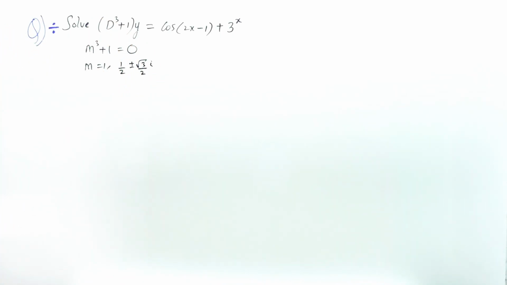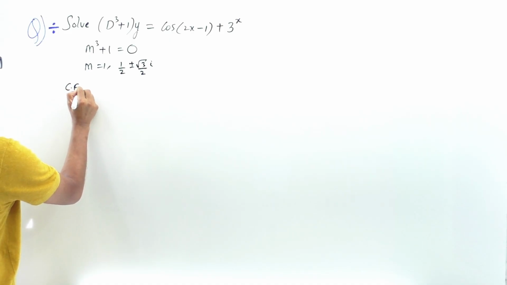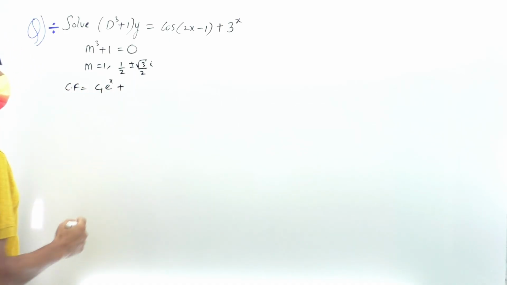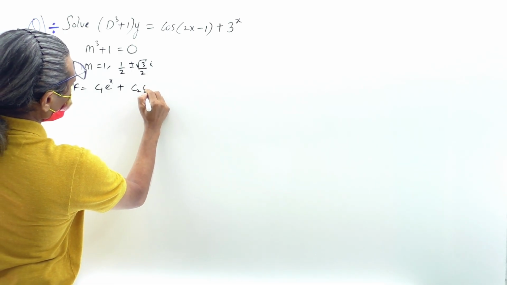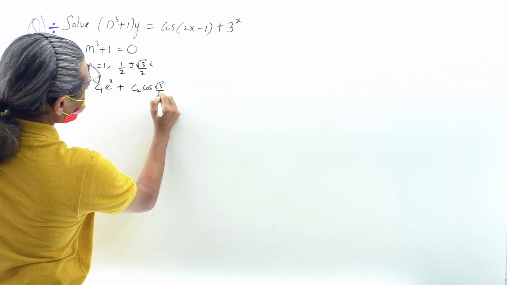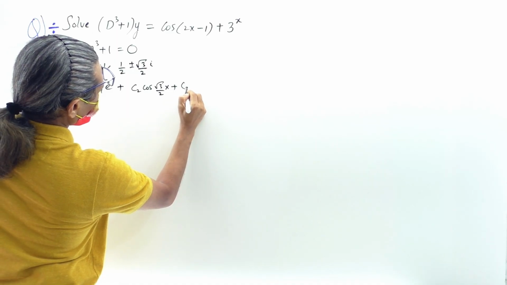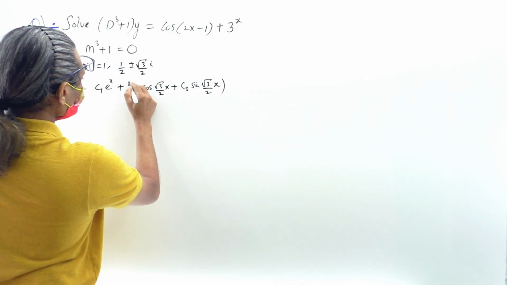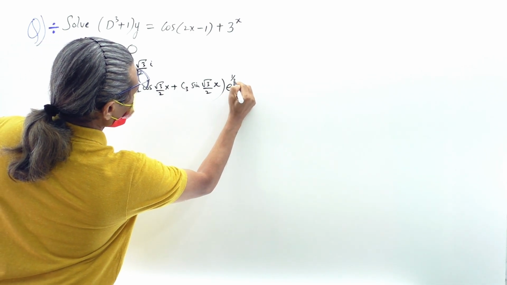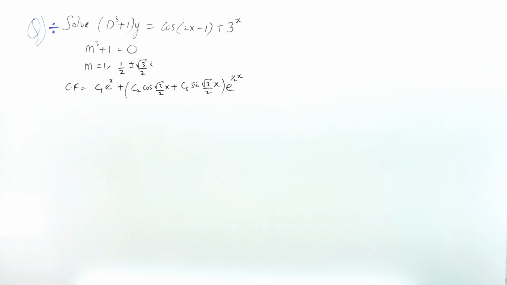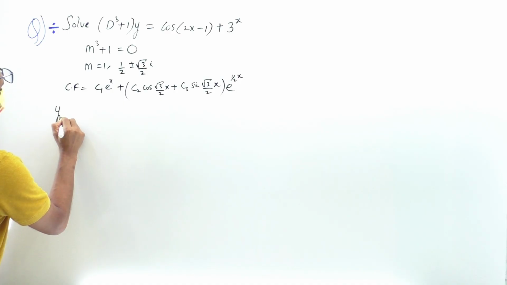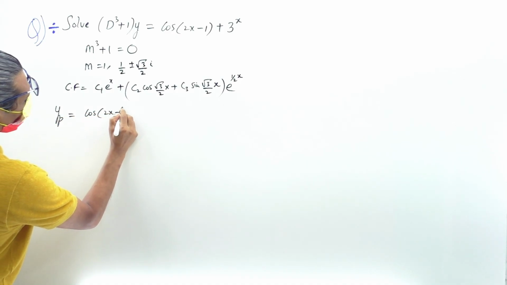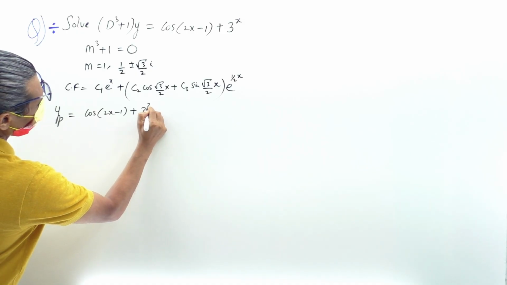So based on the roots, we can write the complementary function as CF is equal to c1 e raised to minus x, plus, since these are imaginary conjugate roots, c2 cos of root 3 by 2 x plus c3 sin of root 3 by 2 x, whole into the real part e raised to 1 by 2 x. That's all. Fine. Now the particular integral.